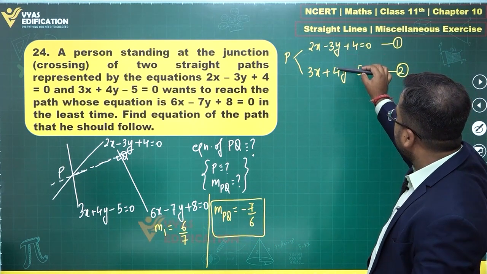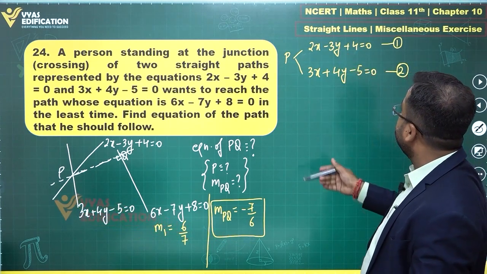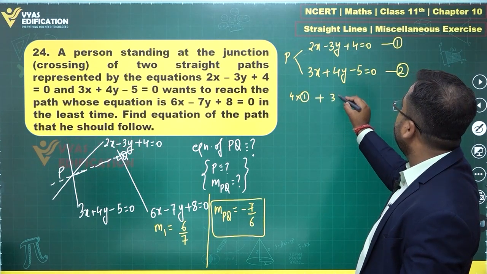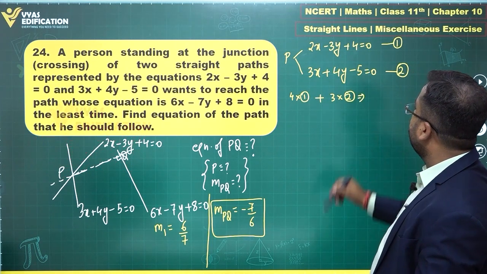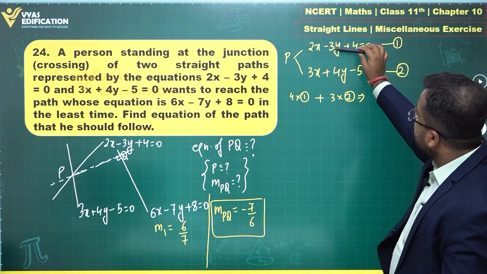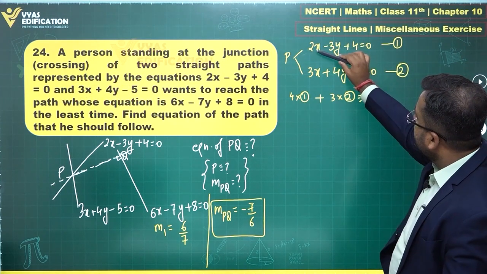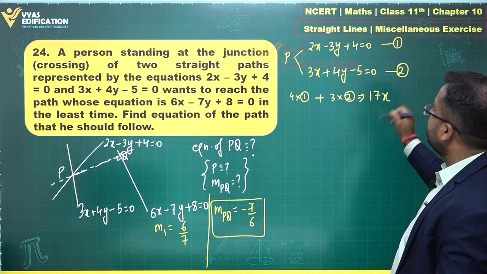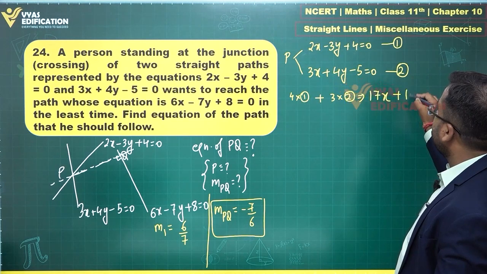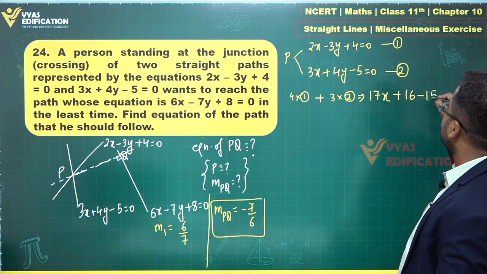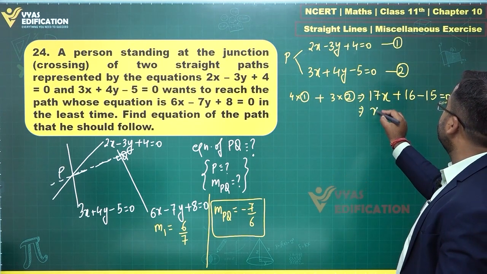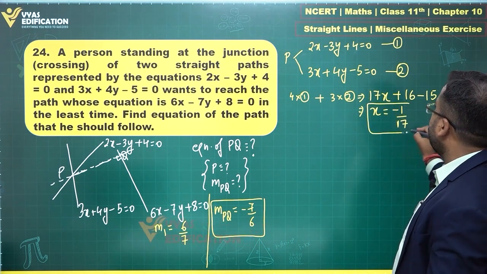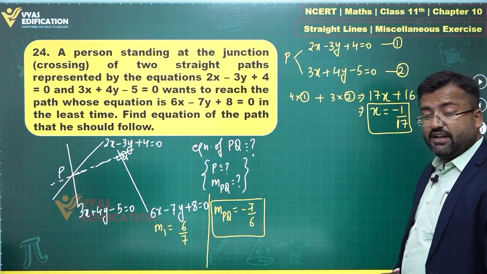Let's multiply this by 4 and this by 3, so the coefficient of y will become the same, right? 4 times equation 1 plus 3 times equation 2 gives me: 4 times 2 becomes 8, and 3 times 3 becomes 9, which is 17x. Then 4 times 4 becomes 16 and 3 times minus 5 is minus 15, equal to 0. This tells me x equals minus 1 by 17.